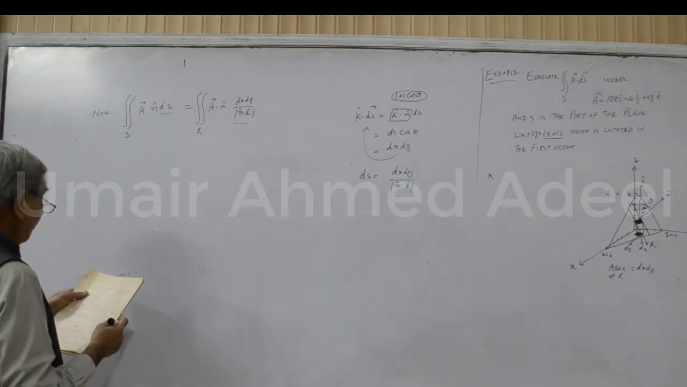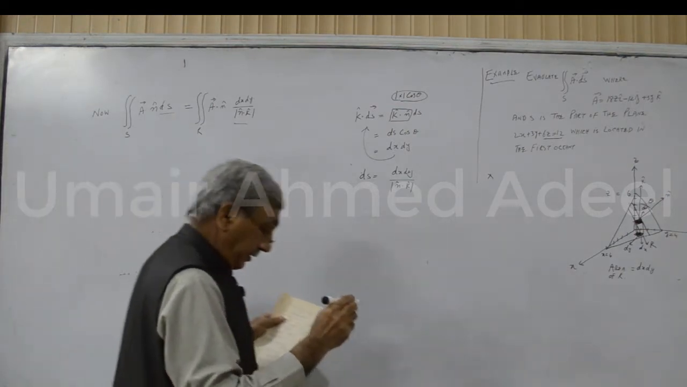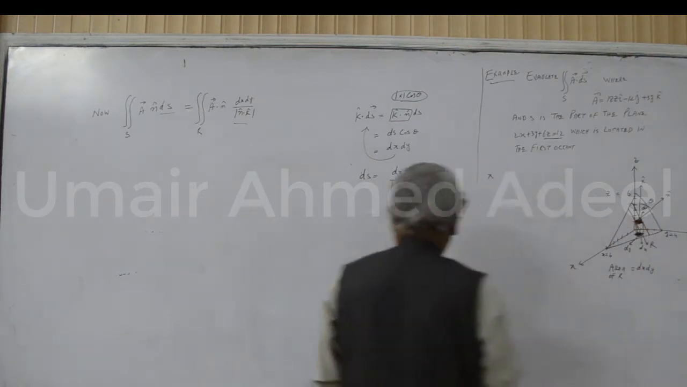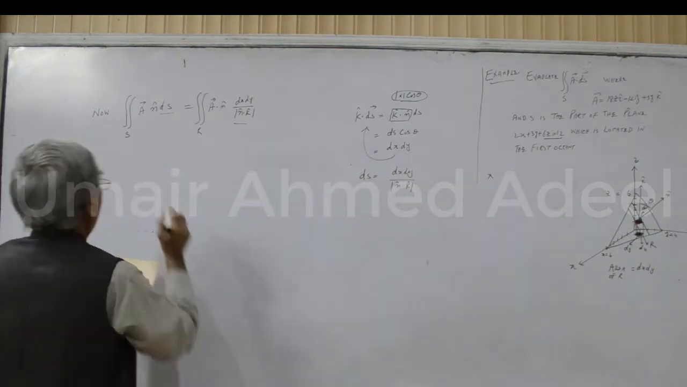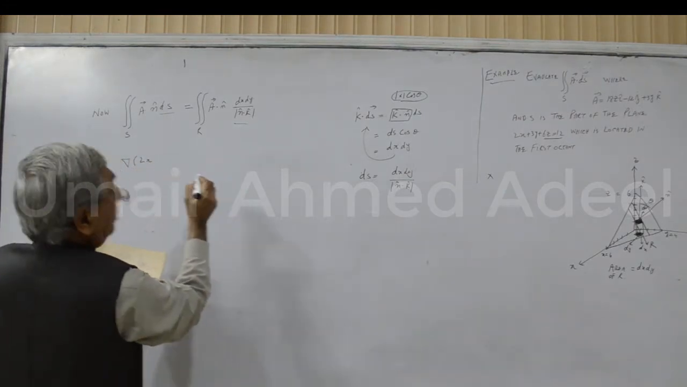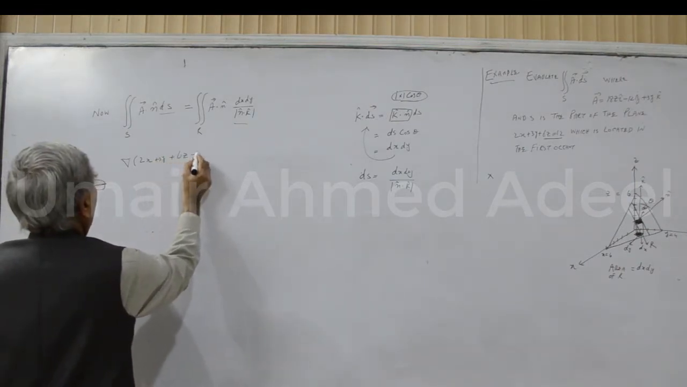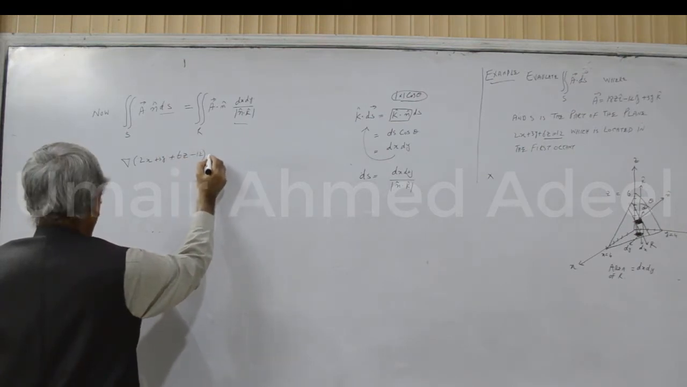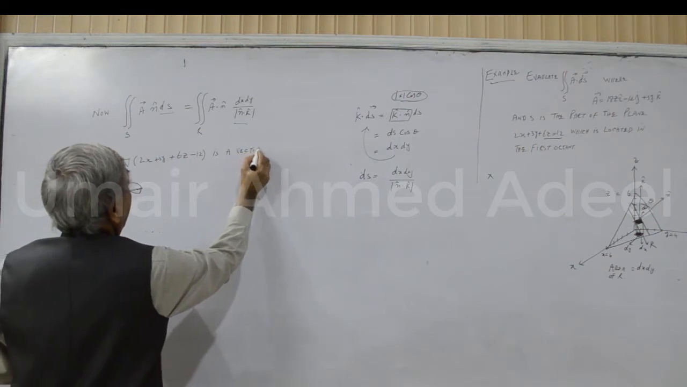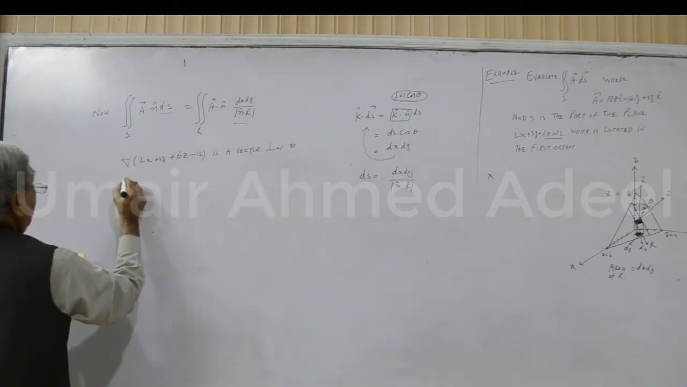Now n is a unit vector perpendicular to the surface. n is a unit vector perpendicular to the surface at this point here, and therefore del of 2x plus 3y plus 6z minus 12 is a vector perpendicular to the surface.